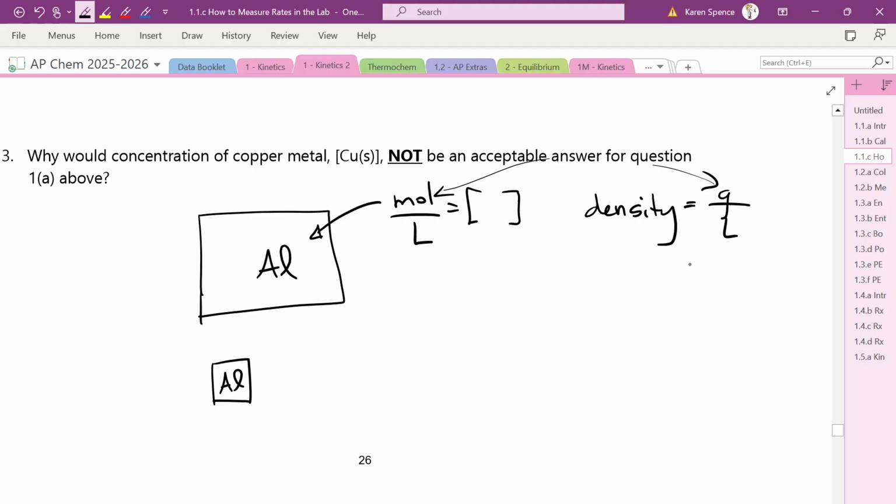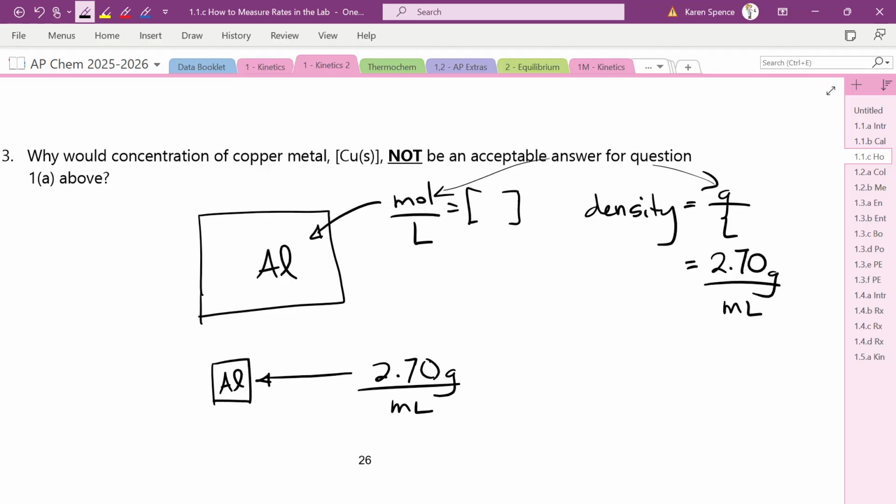The density of aluminum is 2.70 grams per, well, it's actually grams per milliliter, but you could convert that to liters. What is the density of aluminum in a smaller piece of aluminum? Same, 2.70 grams per milliliter. So what can we say about the moles per liter for each of these? They would be the same.